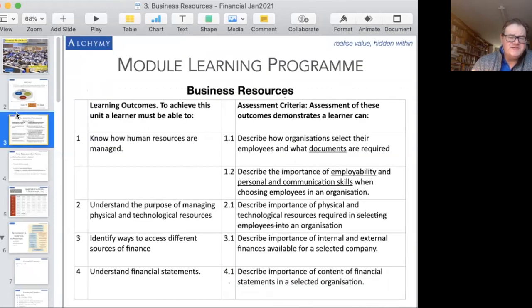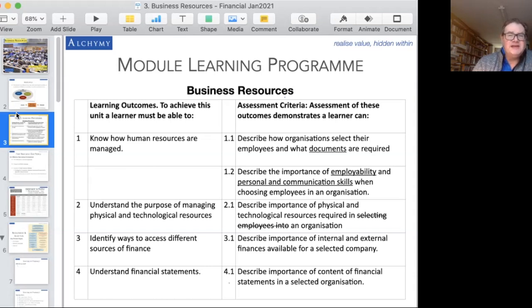So the learning objectives we've been talking about are, we want you to know how human resources are managed, and we want you to describe how organizations select their employees and what documents are used in that. So we're going to be talking about this one today, and this idea of employability and skills. We're also going to be talking about understanding the process of managing physical and technological resources. So where do we get them? How do we use them? How do we make them work together, etc.? And how important are they?